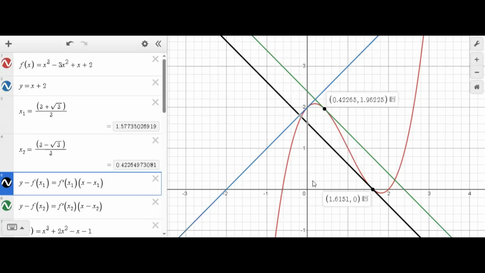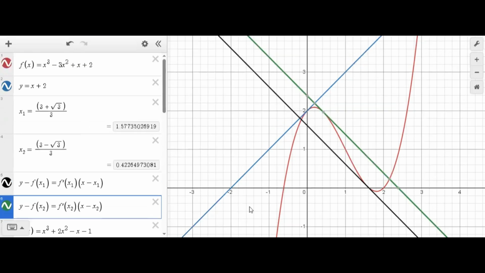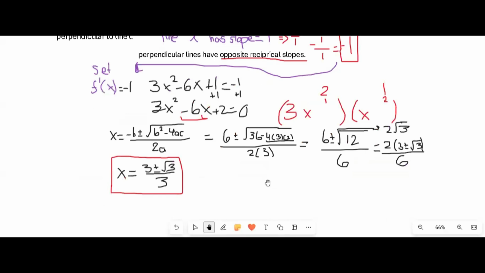So that's pretty cool. So that is your answer. x is 3 plus or minus the square root of 3, divided by 3.